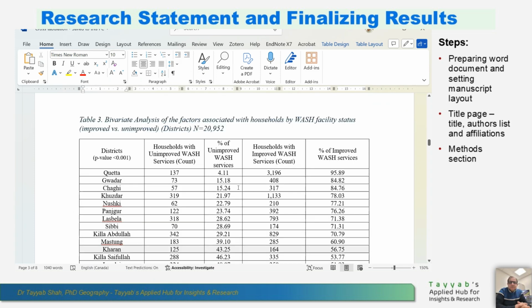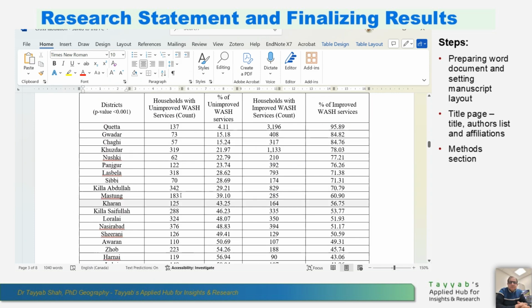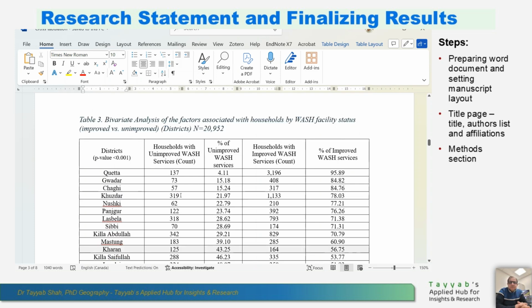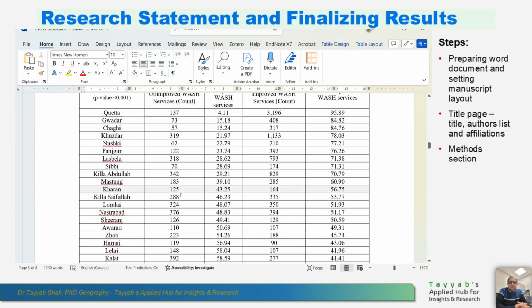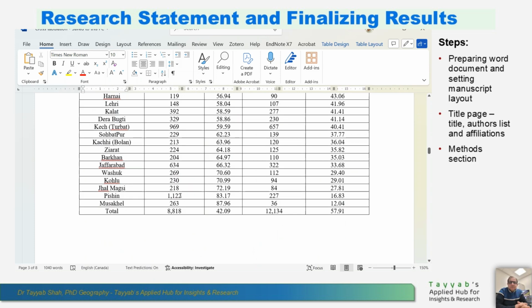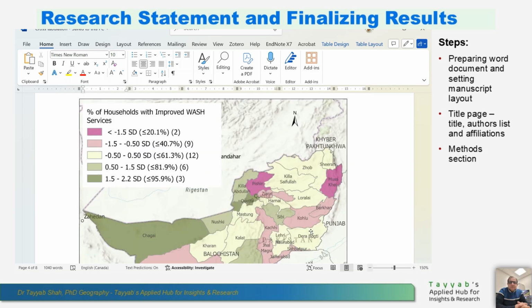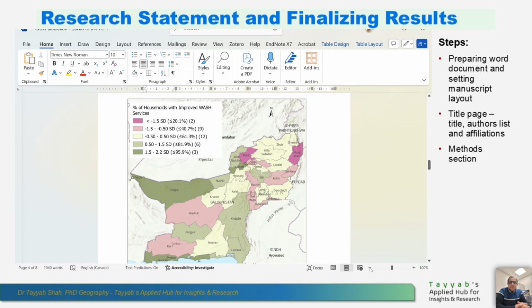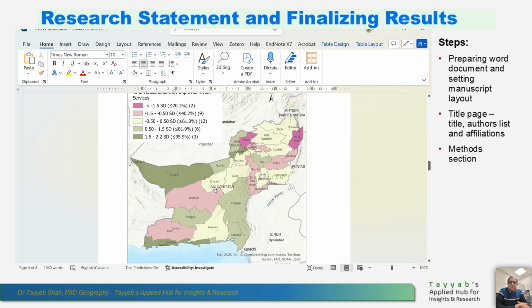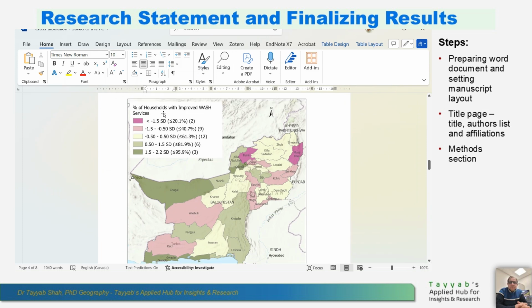Then we have a regression, the bivariate for only the district level. I split the tables into the other variables and only the district level variables, because we have over 30 districts, so we need a separate table for that. And then, as I mentioned, we have a prevalence map. So we can use this percentage of improved WASH services, and this map is to show overall prevalence.